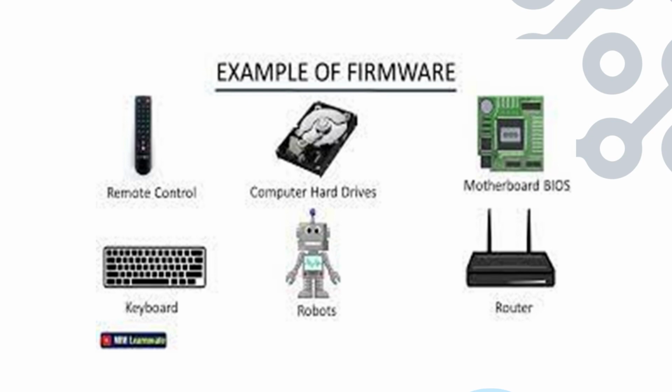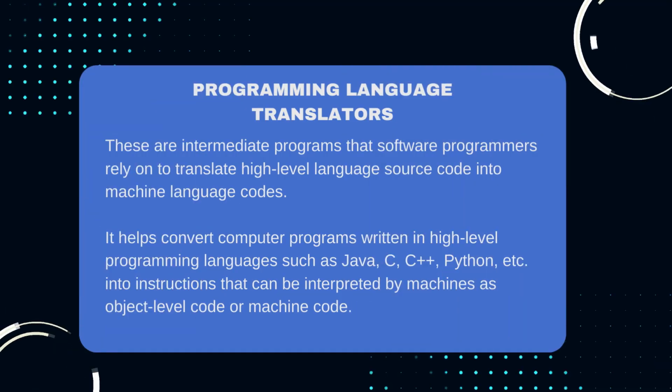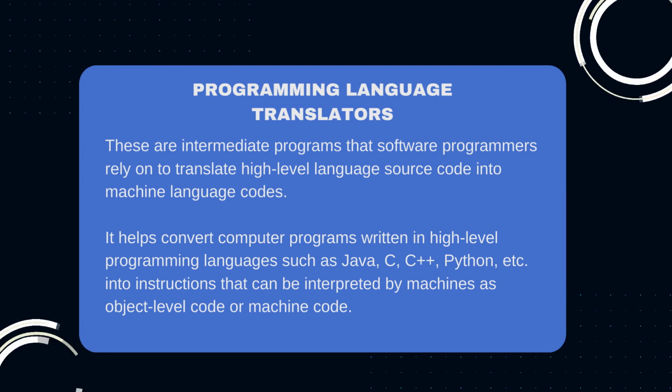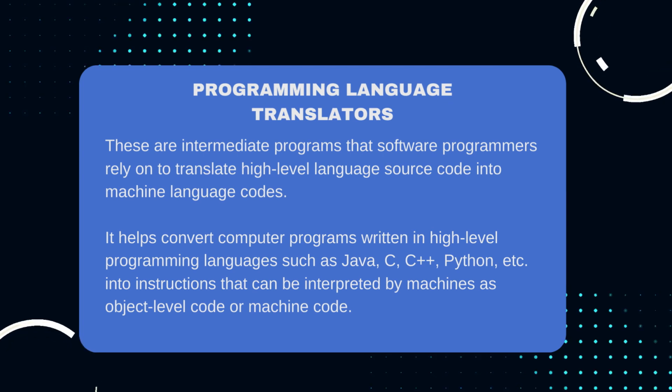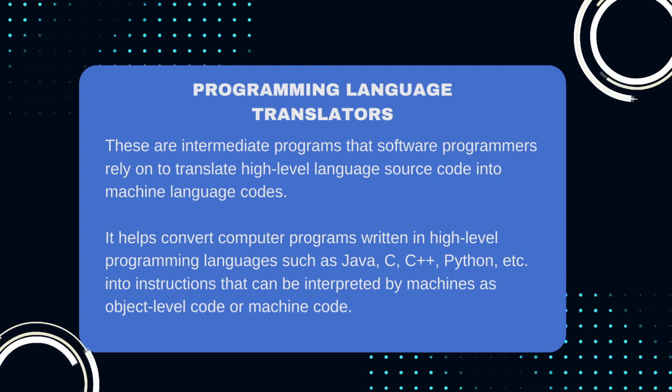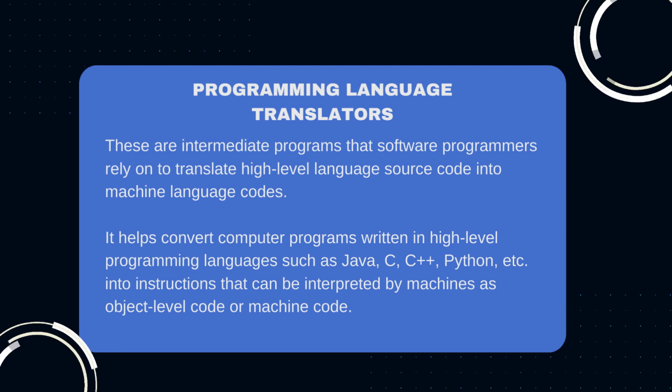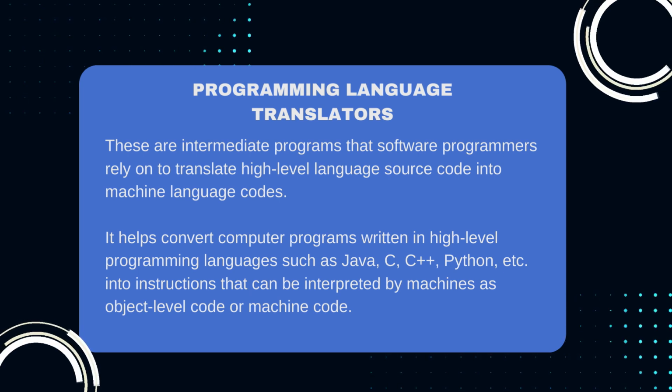Examples of firmware: BIOS or the Basic Input-Output System, UEFI, which is expected to replace the traditional BIOS, embedded systems, computer peripherals, and computer applications. Next we have the programming language translators. These are intermediate programs that software programmers rely on to translate high-level language source code into machine language codes.